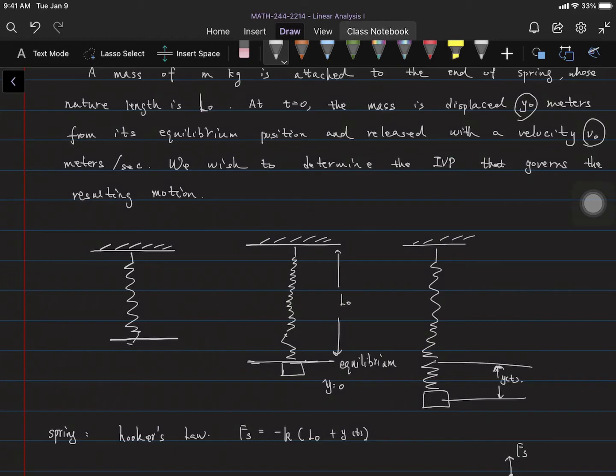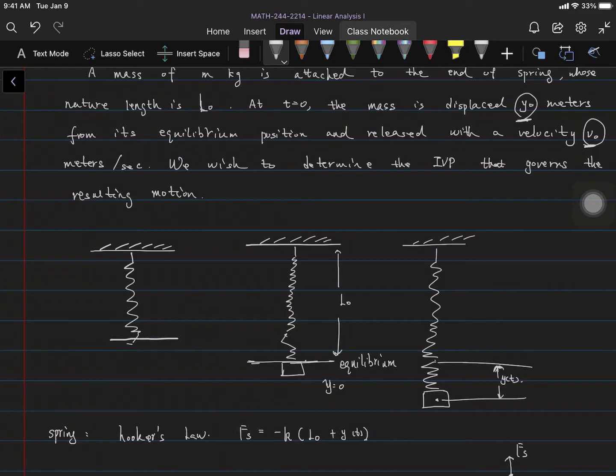Next, when we pull the mass down a little bit, displaced by y0, and then release it with a velocity v0, those are just initial conditions. We are going to use them later. Firstly, we want to set up the differential equation. When we release the mass, the object will go up and down. Because it's a spring, it will oscillate, moving up and down.